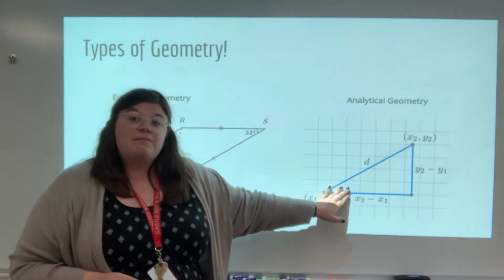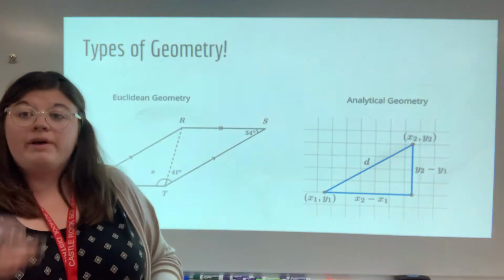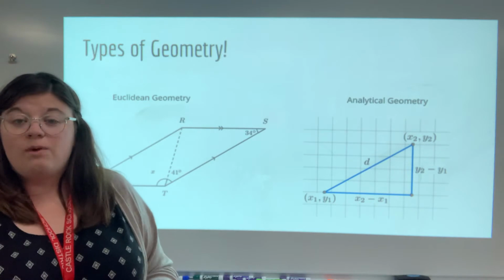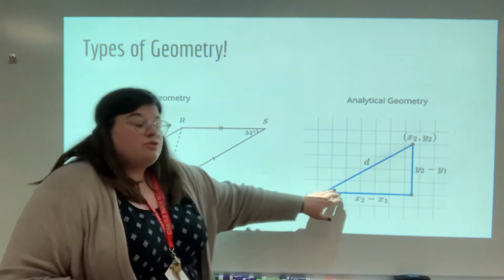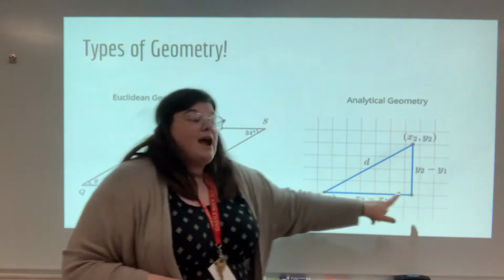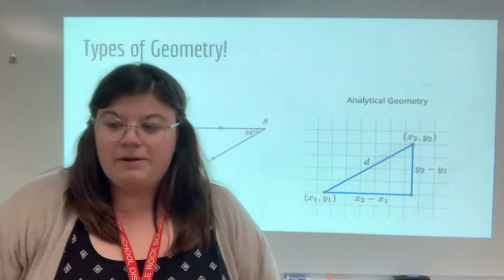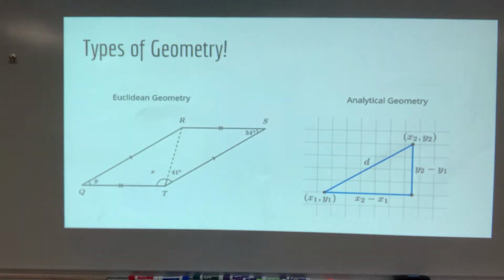We could put something on a coordinate grid where we have points, we have axes, the x and the y axis. So as soon as we put something on a grid and we start talking about the actual points, now we're talking about analytical geometry. And that's where we're going to jump in the next slide.